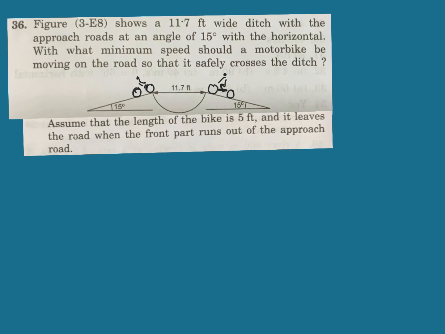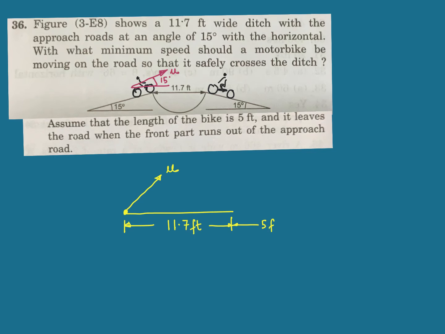So the motorbike is in projectile motion, and that projectile motion makes an angle of 15 degrees. So this is u. Here is the range of this motorbike or projectile. It should not be just this horizontal displacement of 11.7, you should also add the length of the bike along with it.